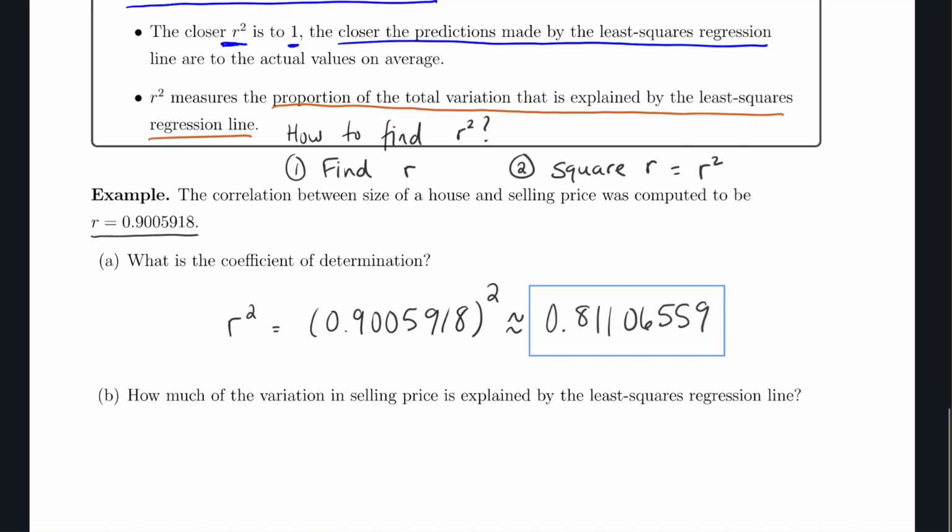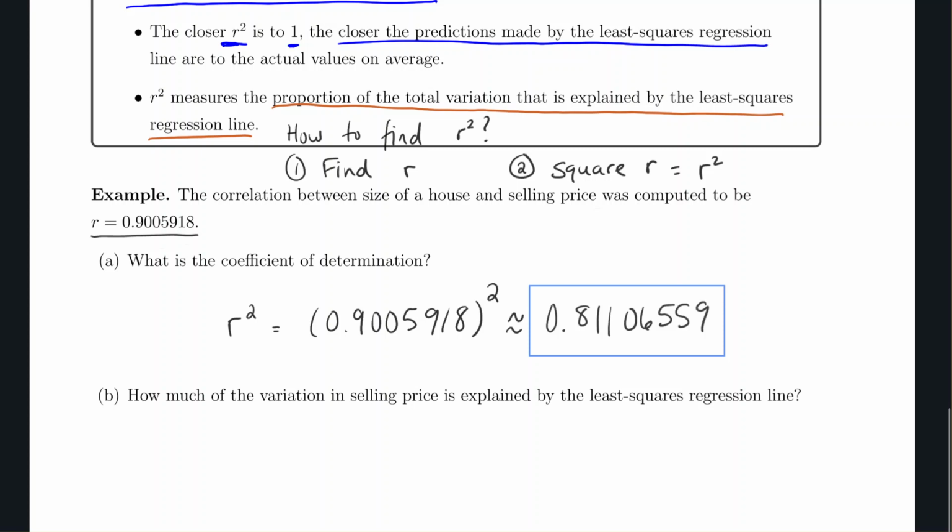Now this particular problem was really quick because we already had r given to us. Remember, if you're not given r and you're instead given a table of values, your first step is to find r following the procedure that we've seen in a previous video. Once you get r, your final step is to just square that value, and then you'll get your coefficient of determination.